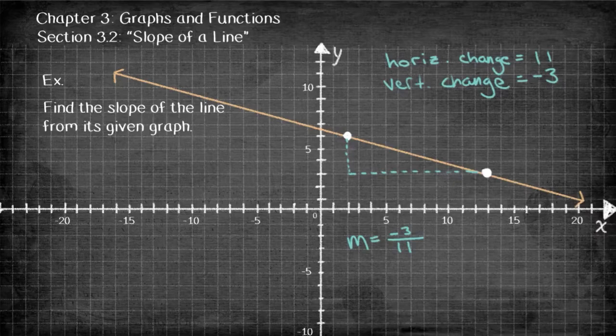So what's interesting about this line is that the slope is negative, and you can see that it's headed in a different direction than the previous line. So that's kind of how you can keep things straight in your head. A positive slope means that if you move to the right, you're going uphill, and a negative slope means that if you're moving to the right, you're going downhill.